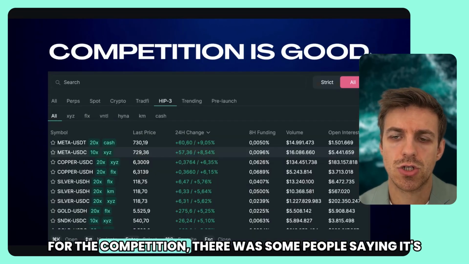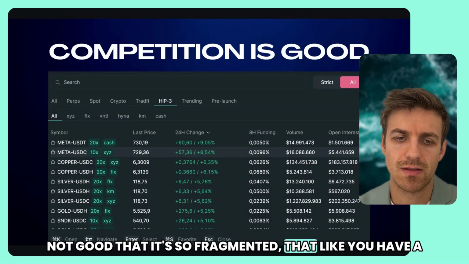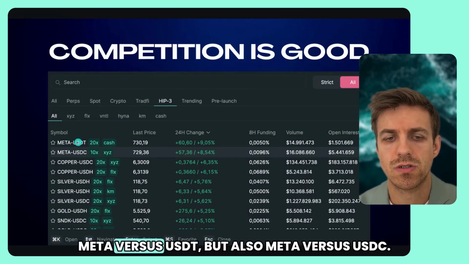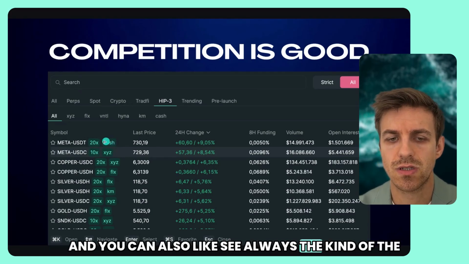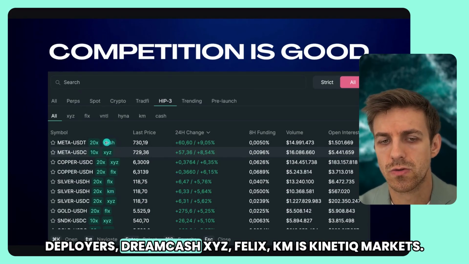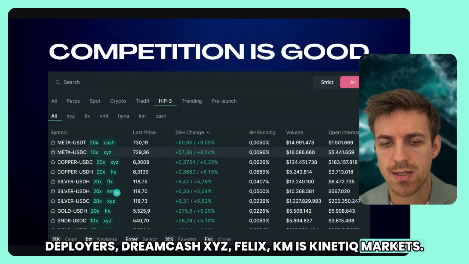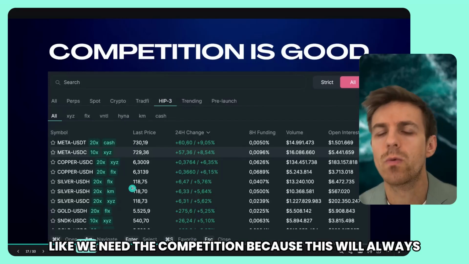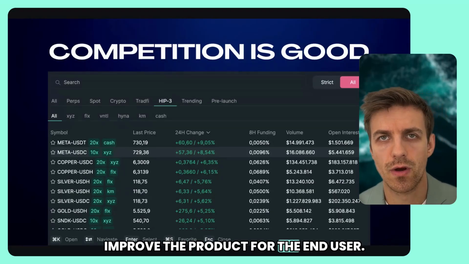For the competition, some people were saying it's not good that it's so fragmented, that you have a Meta versus USDT, but also Meta versus USDC. And you can also always see the deployer. So Dreamcash, XYZ, Felix, KAM is Kinetic Markets, but that's a good thing. We need the competition because this will always improve the product for the end user.